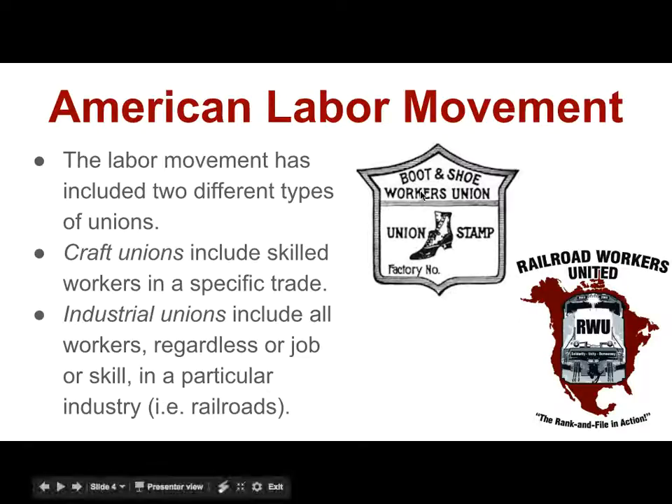So you might have the boot and shoe workers union. These are people who made boots and made shoes and were very good at it and had taken their time to really perfect this skill. You had to be an apprentice, a journeyman, and were eventually recognized as a master in this skill. And if you weren't a master, then you weren't allowed to sell.